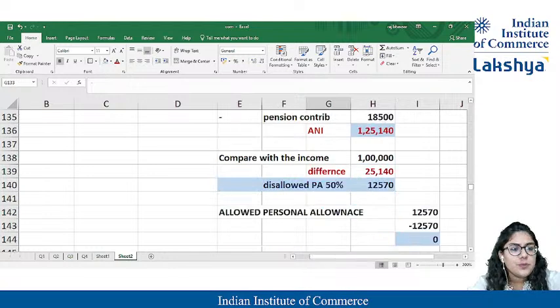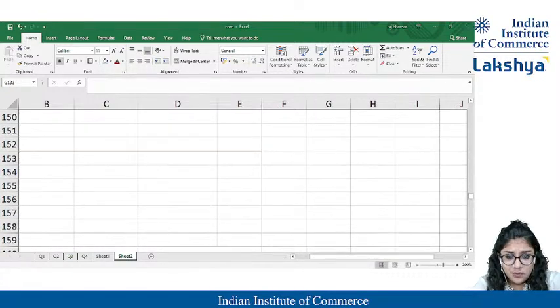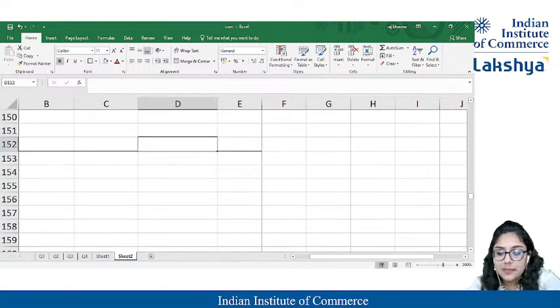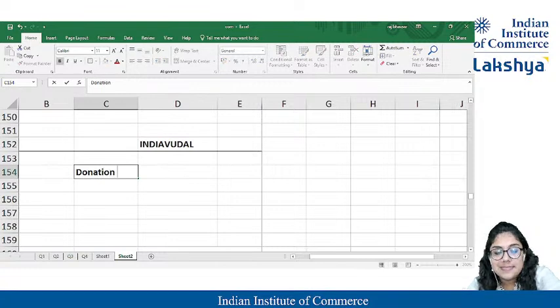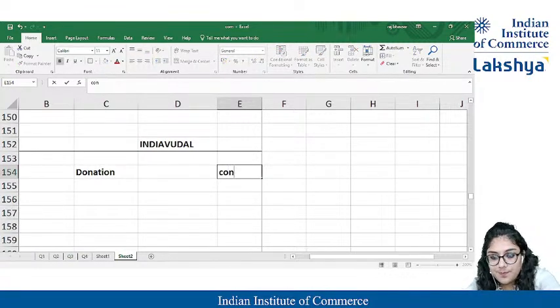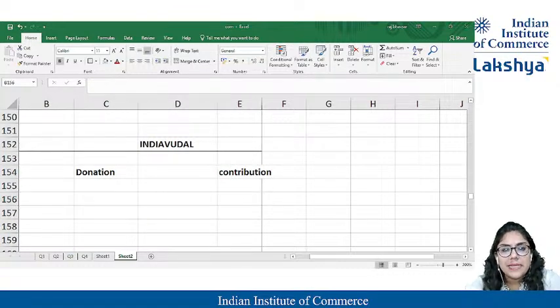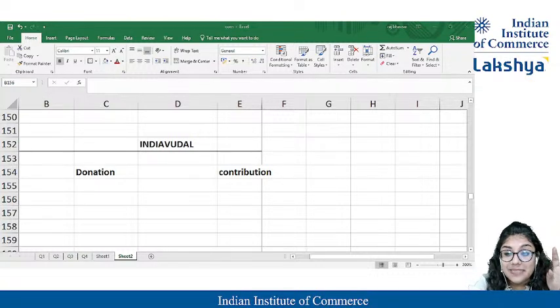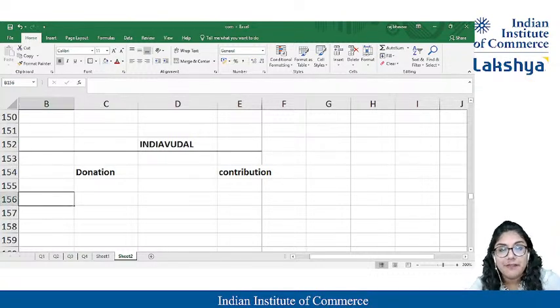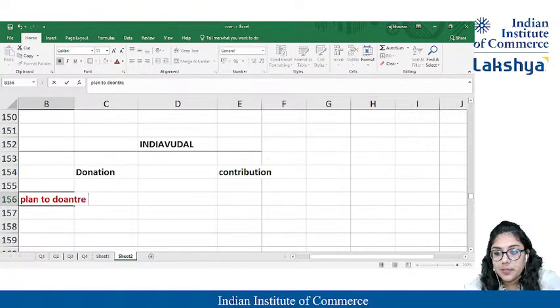Can I get a benefit of donation and contribution somewhere else also? Somewhere else means, if an individual is making a donation, or let's say a contribution, over here we are getting a reduction in the ANI calculation. But are we getting anything else? Let's say for example, I have planned to make a donation, so I plan to donate, let's say, 100.